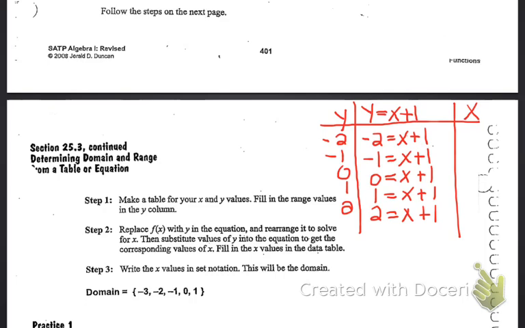So for all of these, to get x by itself, I just need to subtract 1 from both sides. That way my 1's cancel out. -2 minus 1 is -3. -1 minus 1 is -2. 0 minus 1 is -1. 1 minus 1 is 0. And 2 minus 1 is 1. Now I have all of my domain. So I write this in set notation: -3, -2, -1, 0, and 1.